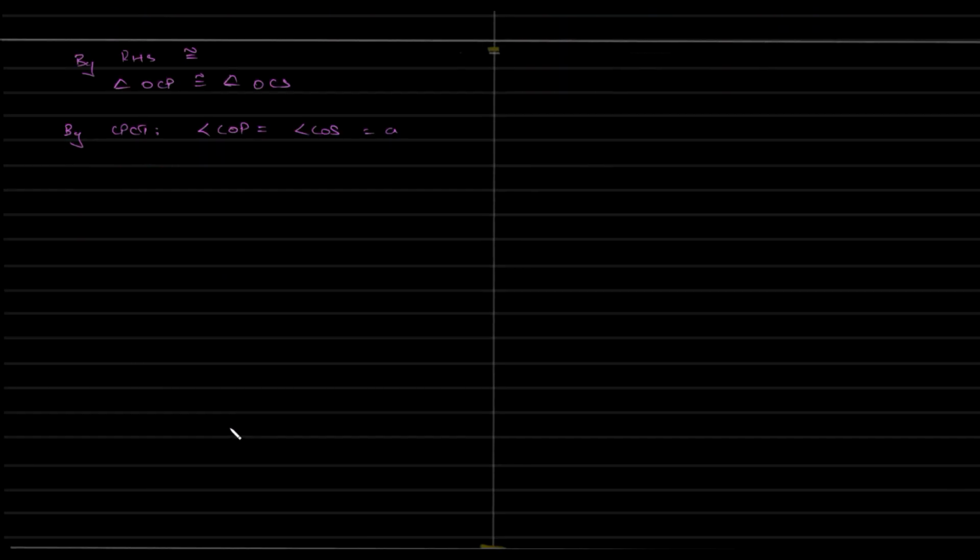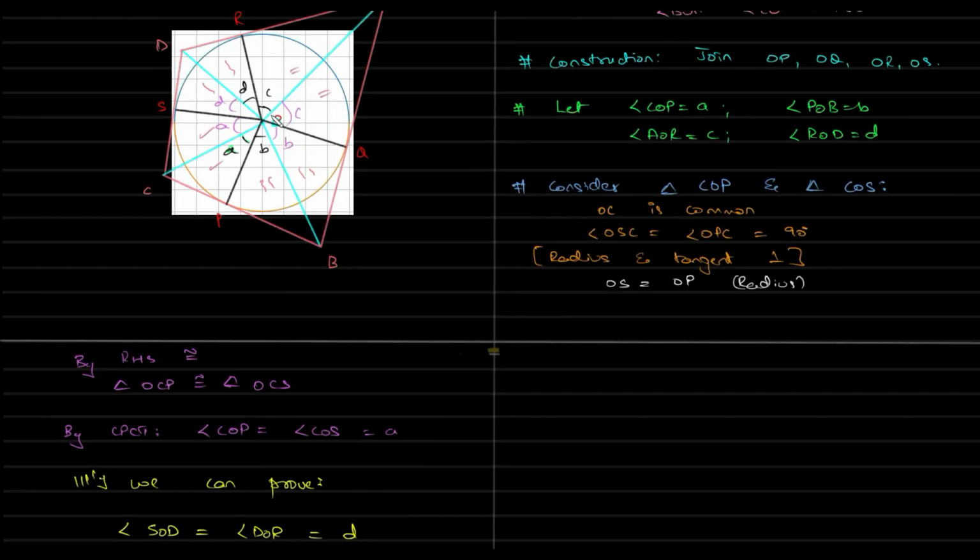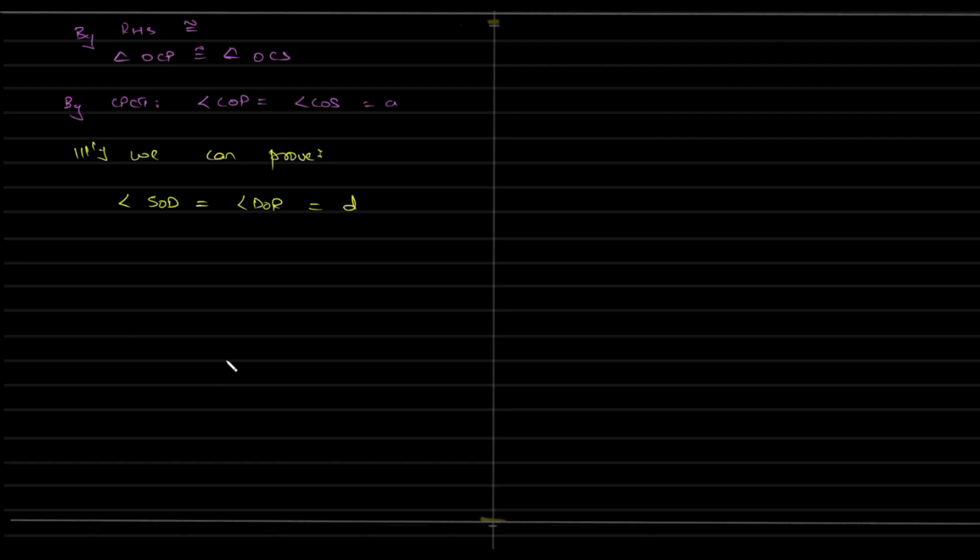After that, it's very simple. Similarly, we can prove angle SOD is equal to angle DOR, which is D. Angle ROA is equal to angle AOQ, which is C. Angle QOP is equal to angle POB, which is B. So we proved that all those angles are A, B, C, D, again A, B, C, D.